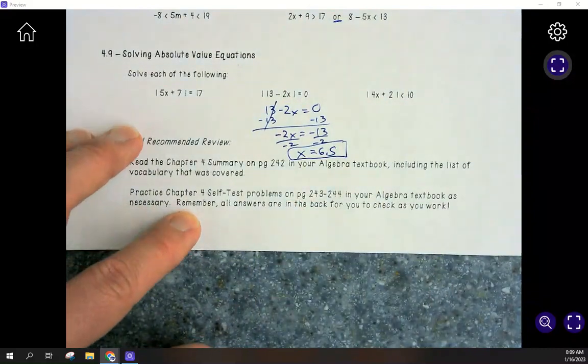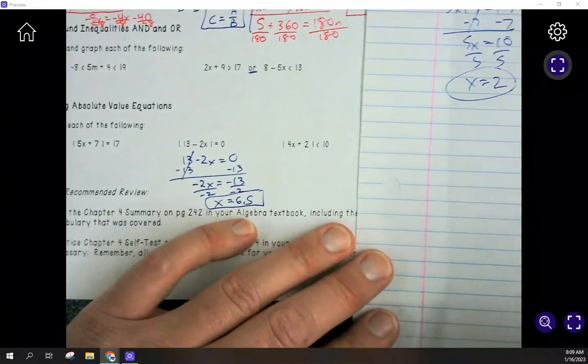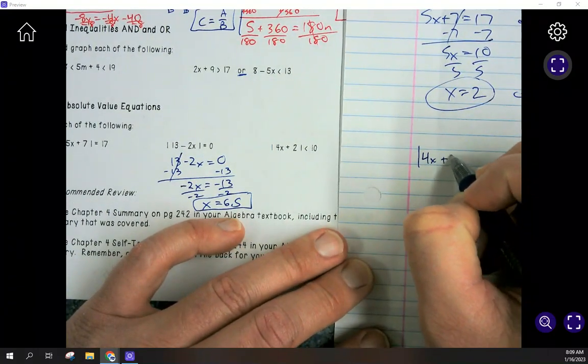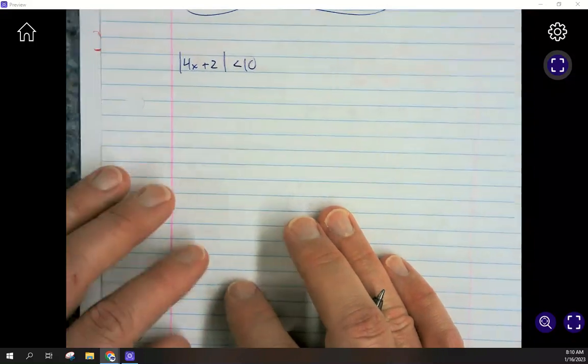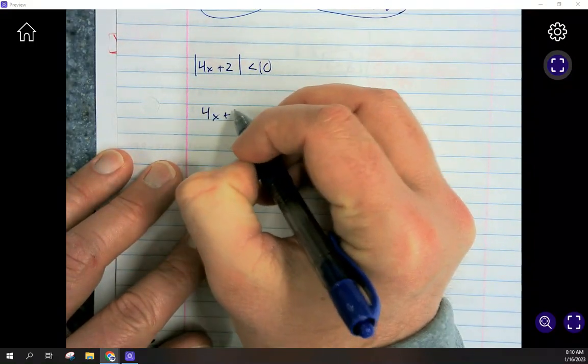All right, now we can also look at these in terms of inequalities. So I'm going to come back over here on a separate sheet, and we'll work on this one together. So the first way to solve it is just like it looks.